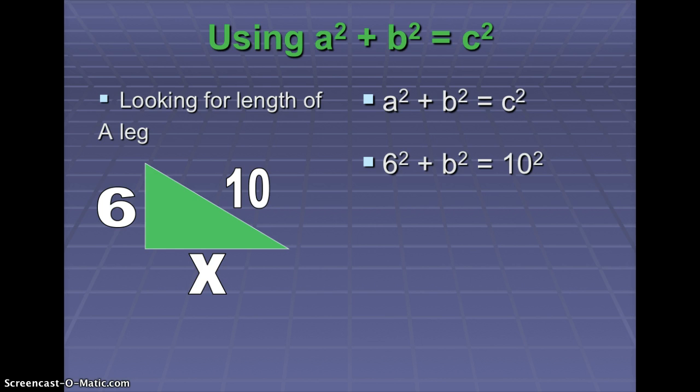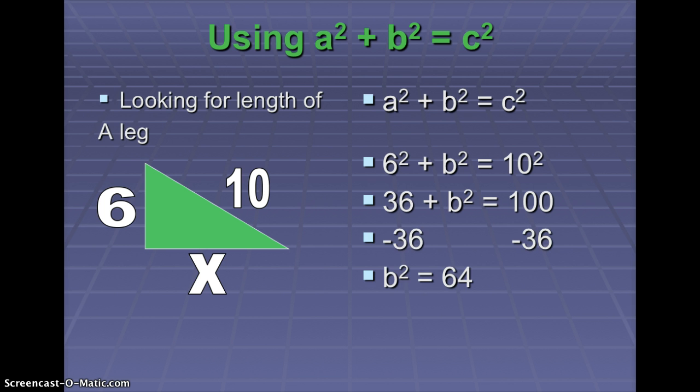So we substituted the information in that we knew, and we can square everything. So 6 squared is 36 plus our unknown, b squared, is equal to 100. Then we're going to subtract 36 from both sides to get that b squared is equal to 64. And to solve this, you're going to take the square root of both sides and get b equals 8.